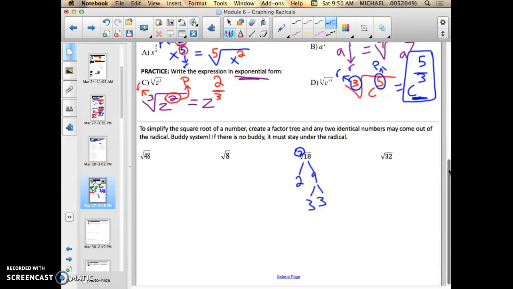So since this is the square root, I'm looking for pairs, or 2 numbers that are the same. I have a pair of 3's. So for my final answer, the 3 comes out, and the 2 is left inside, because the 2 did not have another 2 to take it out with it, all right? So it is 3 radical 2 for my final answer. Go ahead and pause the video and try the next 3 on your own.